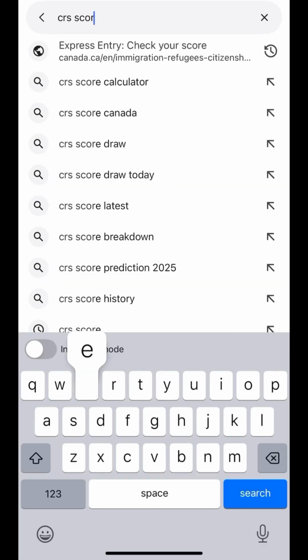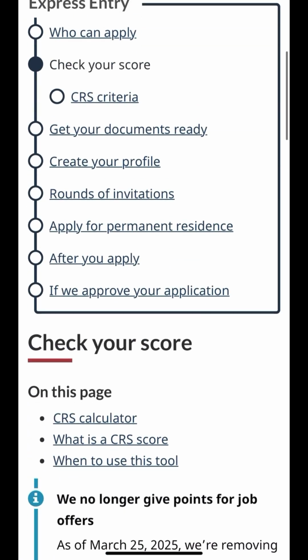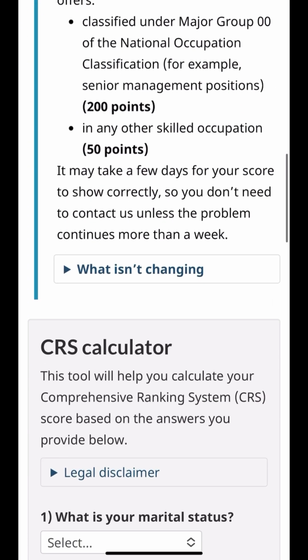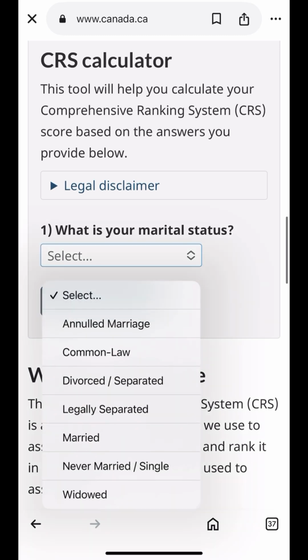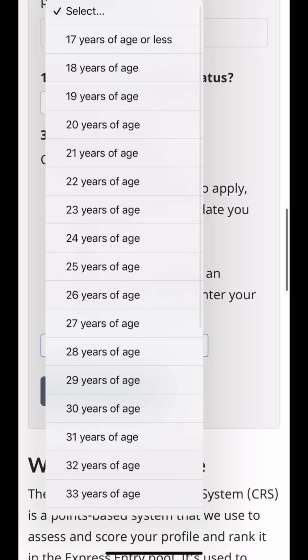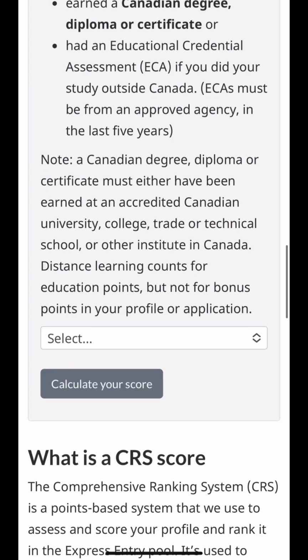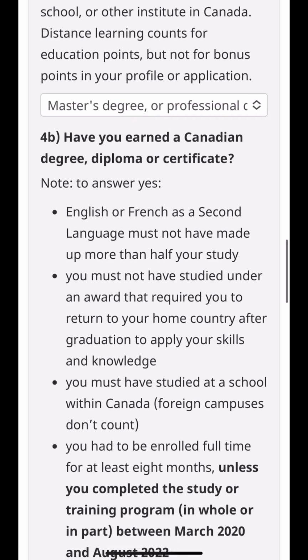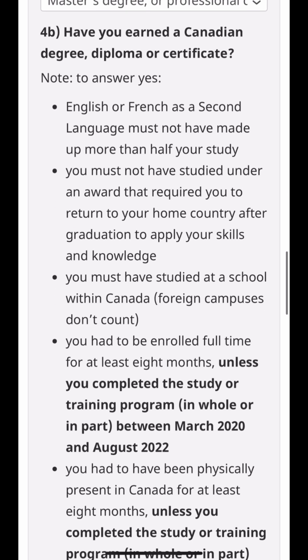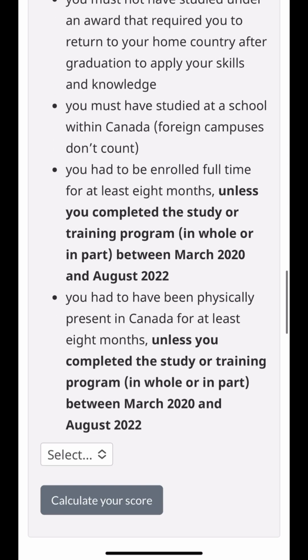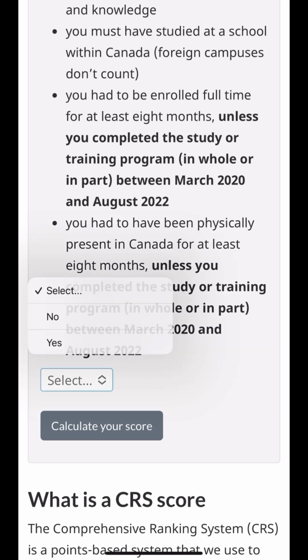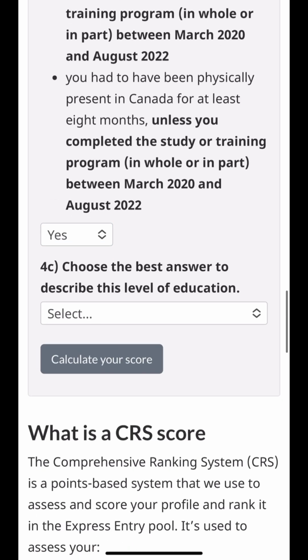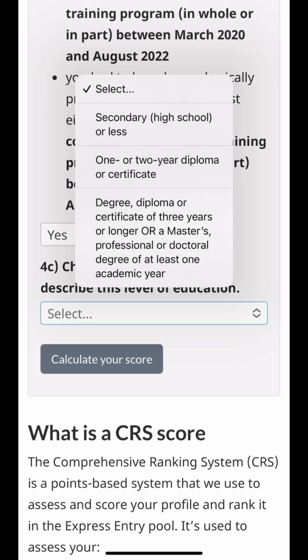First of all, go to Google and type CRS score calculator and click on the first link. Here you will find options where you can put in your details. First question is, what is your marital status? Provide your marital status. Next question is, how old are you? Provide your age. What is your level of education? This is the education in India. Have you earned a Canadian degree, diploma or certificate? The answer to this question will be yes, and in most cases, it will be a 1 or 2 year diploma or degree certificate.